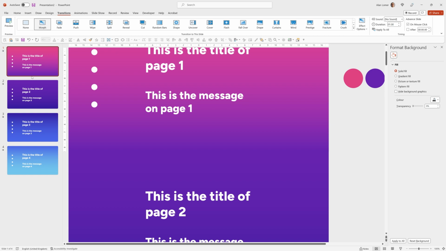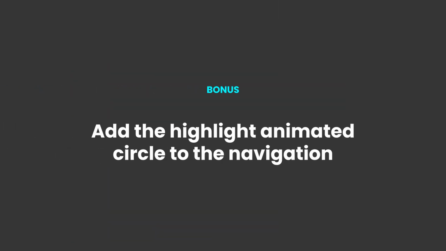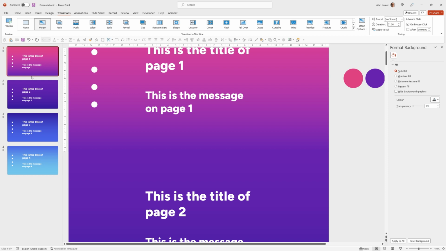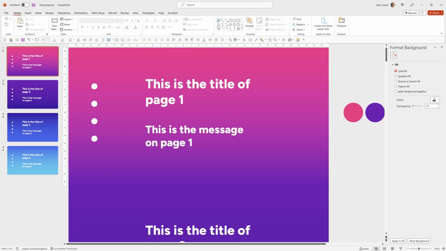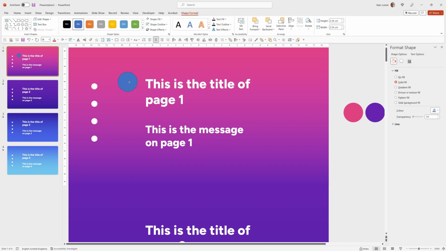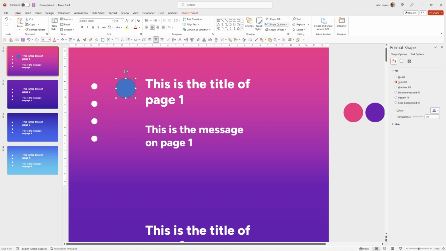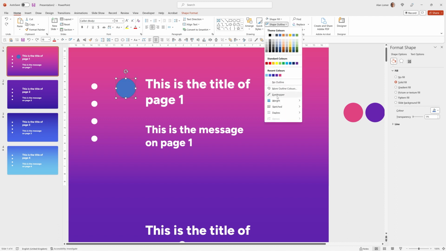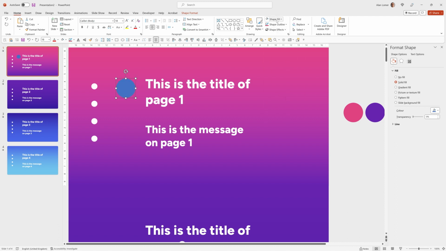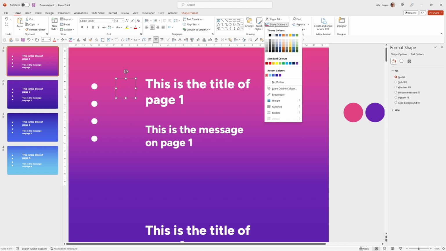And now as a bonus, I'm going to show you how you can create this little circle with a ring that highlights when you're on each page. And for this, I want a similarly sized circle. But this one will have an outline, which is the color of the page that you're on, no fill. And the outline will be 1.5 point.